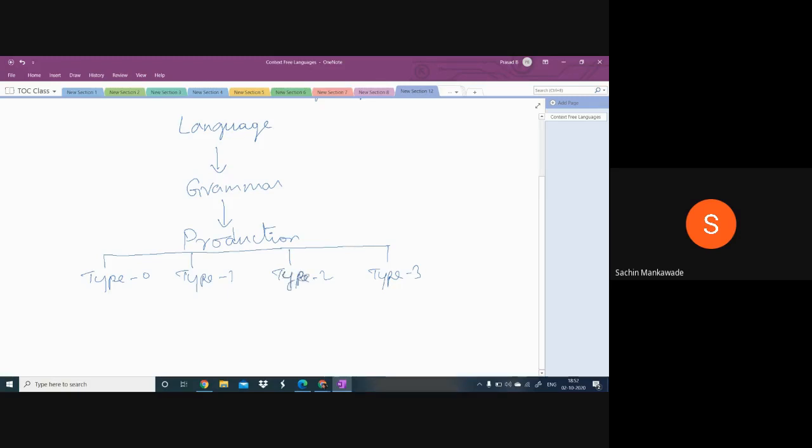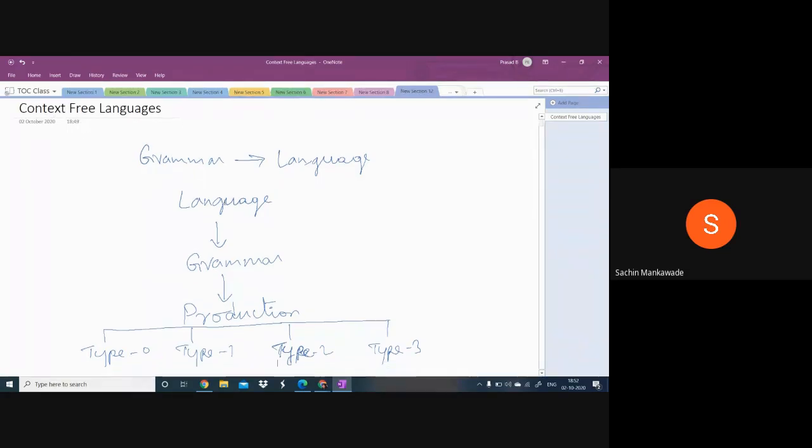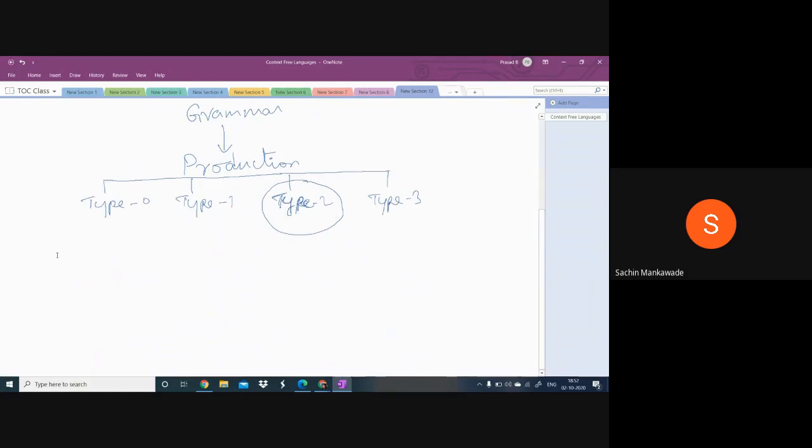Now, we are talking about context-free languages. This is the chapter, new topic, context-free language. So here we will talk about type 2. What is type 2? The language will be defined based on the grammar. So what is a type 2 grammar? The type 2 grammar is context-free grammar.